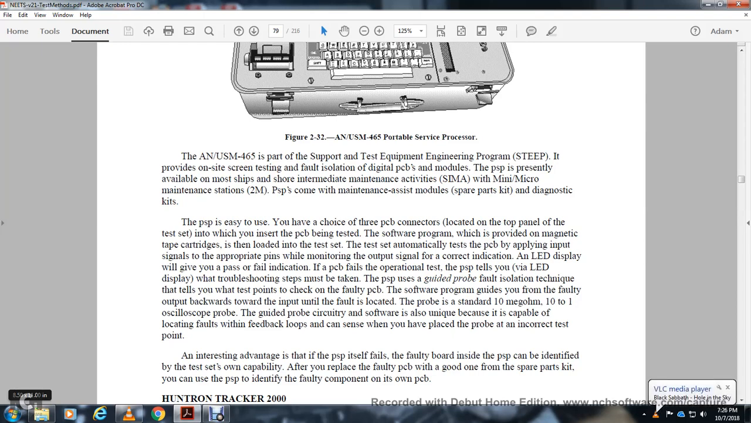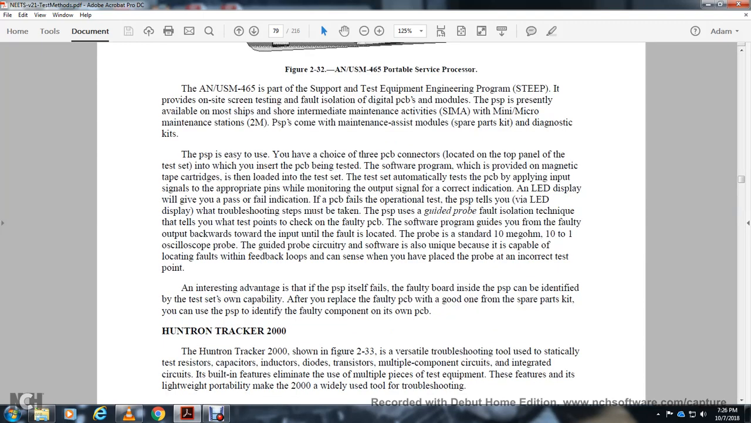If the printed circuit board fails the operational test, the LED display tells you to go to troubleshooting. Taking the PSP, the guided program isolates the fault through testing points to check the faulty printed circuit board. The software program guides you through the faulty output backward to the input, with the faulty location probed using a standard 10 megohm 10 to 1 oscilloscope probe. The software guides the probe circuitry, recovers the cable locating faults, and can tell you if you place the probe on an incorrect testing point.